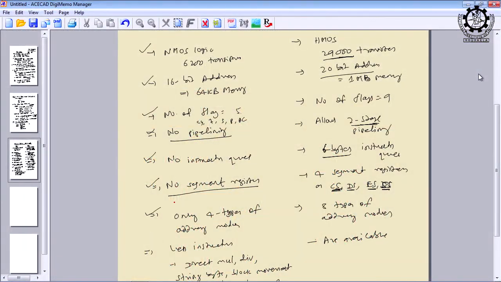And 8085 supports only 4 types of addressing modes, whereas 8086 supports 8 different types of addressing modes. Okay. And the four types which are supported by 8085 are also included in 8086. In addition to those 4 types, we have another 4 types of addressing modes which are available in 8086.